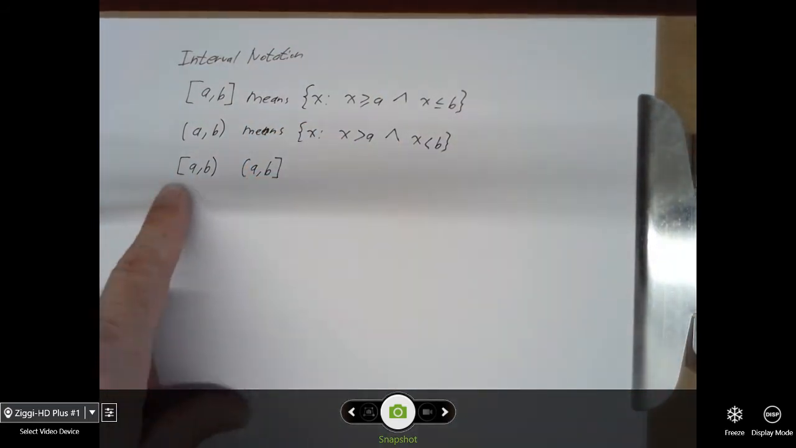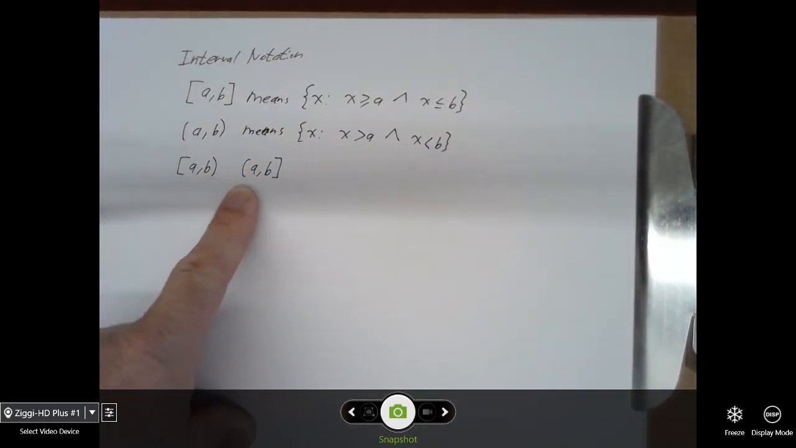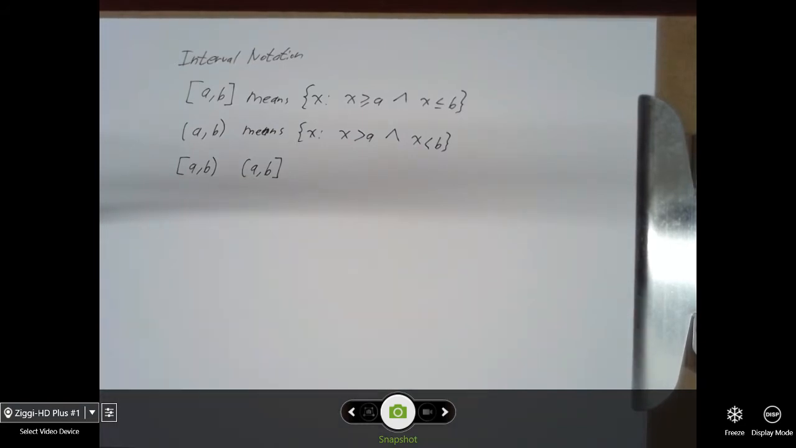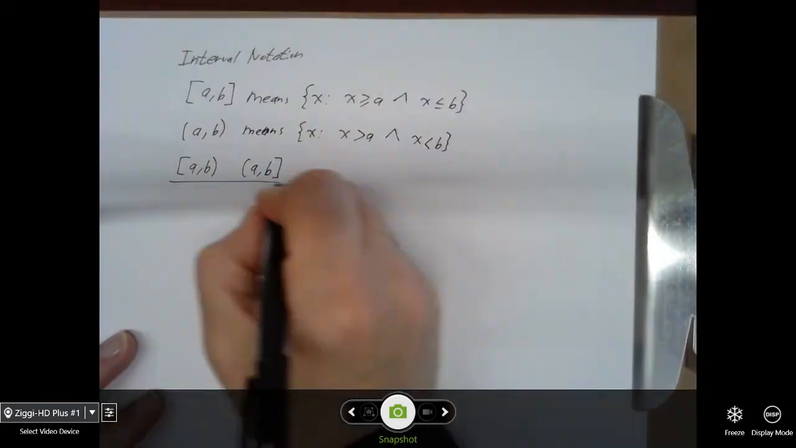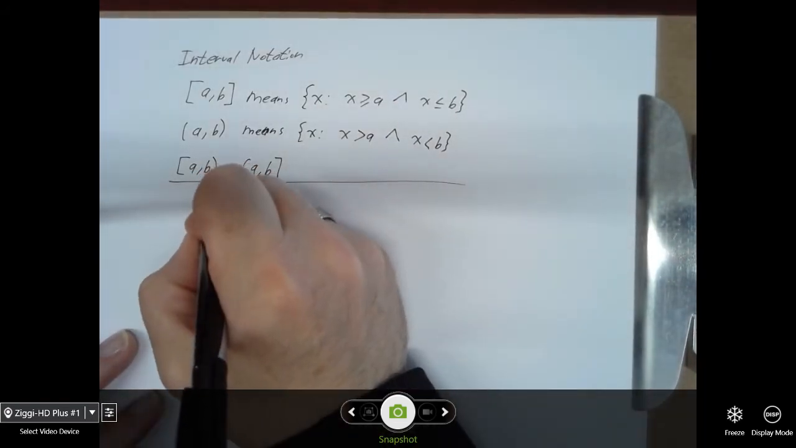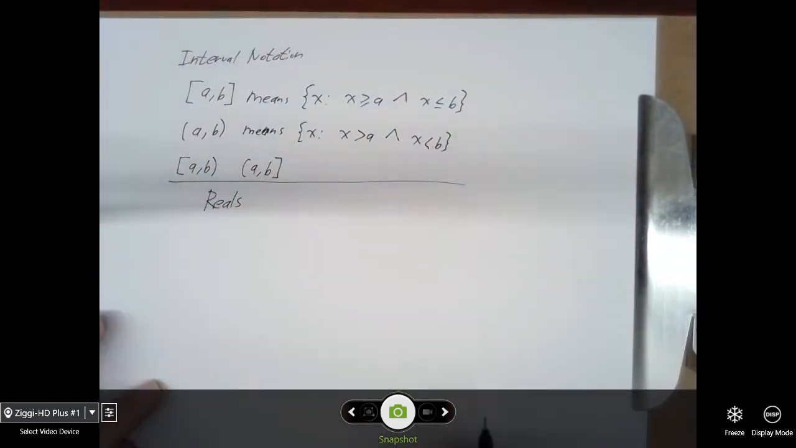So this combination would include A but not include B. This would exclude A but include B. So square brackets include the endpoint, round parentheses don't include the endpoint. And this is mostly interesting when we're working over the real numbers. Integers, it's not so interesting, because if you include the endpoint, you get one extra number. If you exclude it, you just start from the next integer. But with reals, this is pretty interesting.